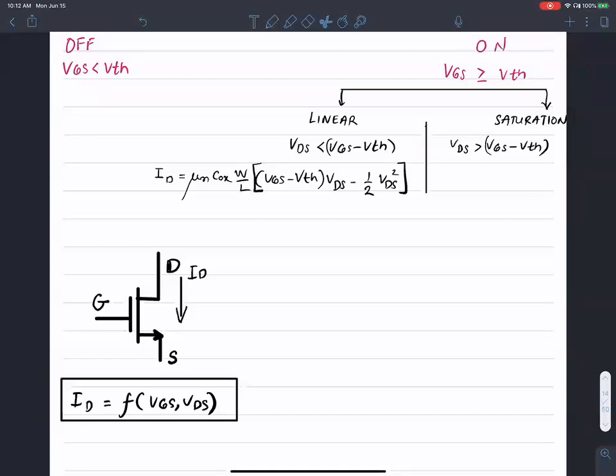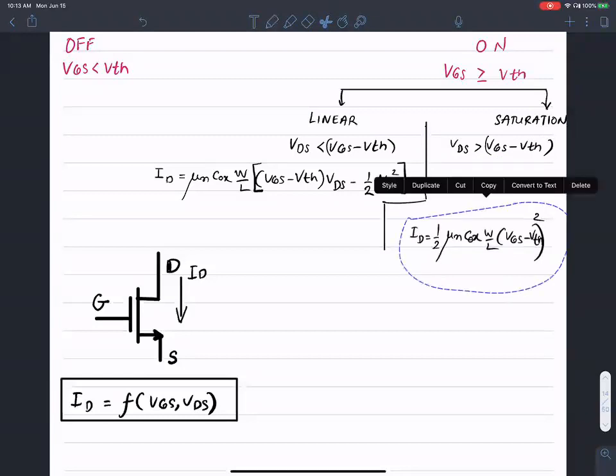ID is 1/2 mu n C oxide W over L, VGS minus VTH into VDS minus 1/2 VDS squared. That's in the linear region. In the saturation region, ID is 1/2 mu n C oxide W over L VGS minus VTH the whole square. Okay, in the saturation region, the expression for drain current is this guy. ID is 1/2 mu n C oxide.